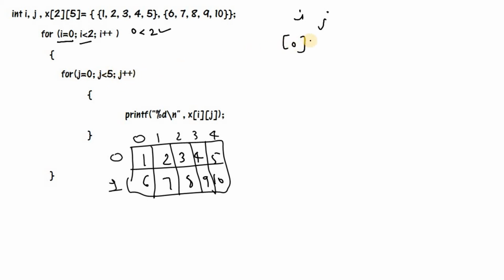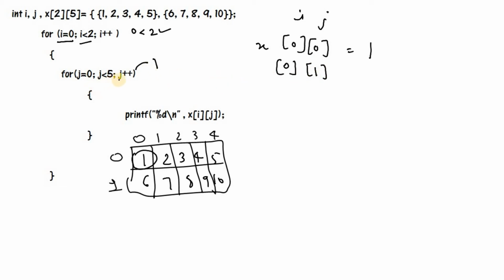Here the j value is 0. 0 is less than 5. The condition is satisfied. So it will print the value that is 1, it will print the value 1 over here. Then j, which is 0, is incremented by 1, that is 0 plus 1, that is 1. So here the i value is 0 and the j value is 1.